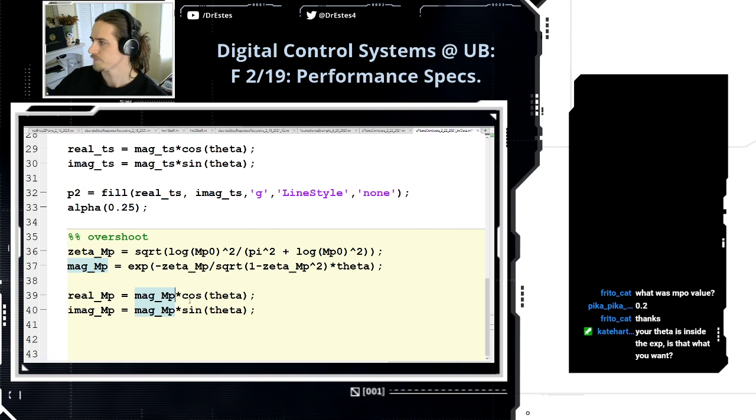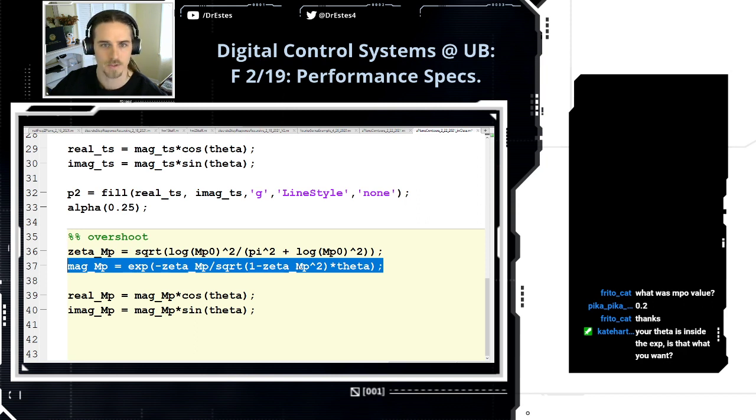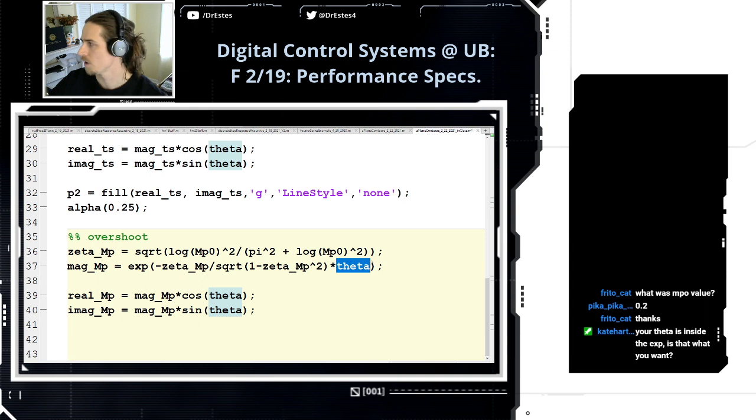Now notice, this magnitude is now a vector because theta goes from 0 around the whole circle. So this is a vector. Cosine of theta, that's a vector. So we have two vectors that we have to do element-wise multiplication on. So it's very important that you put this dot. Your theta is inside the exponent. Is that what I want?